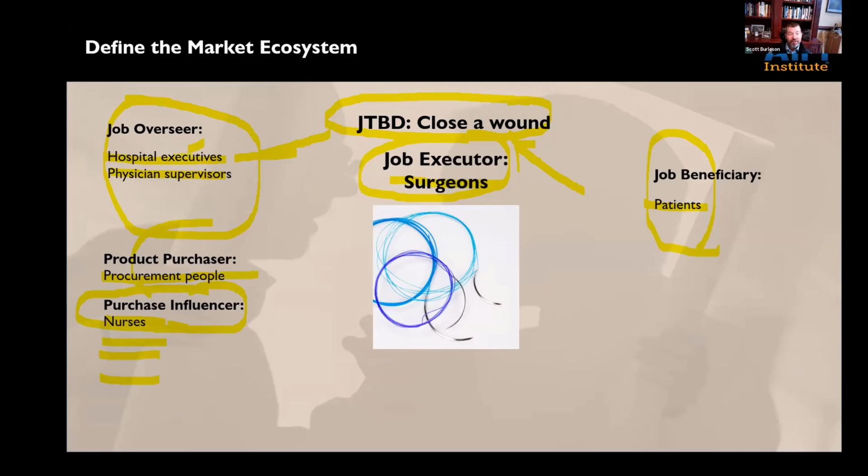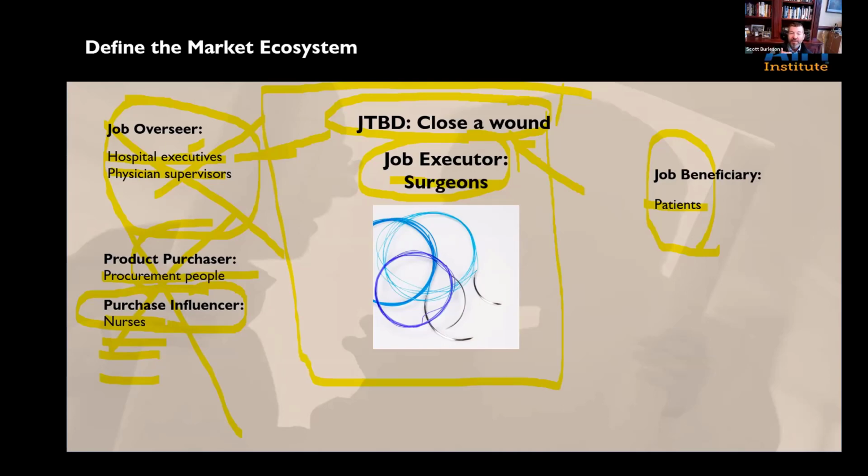But for this one, if I really want to understand the priorities that surgeons have when closing wounds, because I want a next generation suture, then to me, these hospital executives are probably just noise. This is all noise. And I'm probably going to only have surgeons there. Now, one more thing, then I'll turn it over to you, Dan.